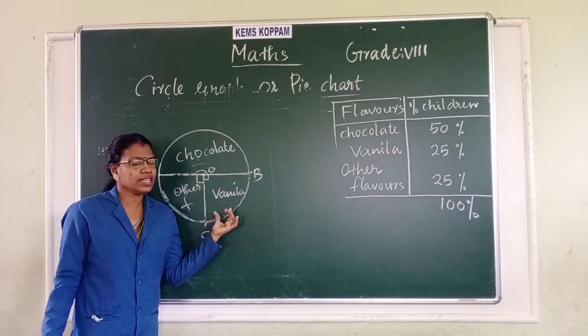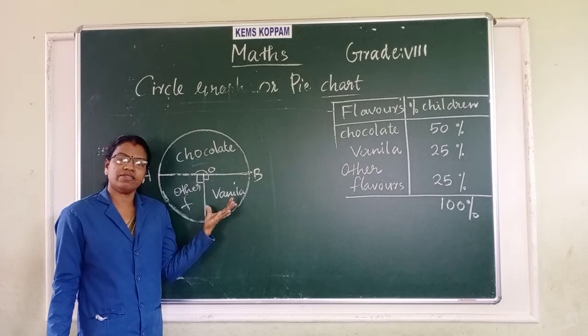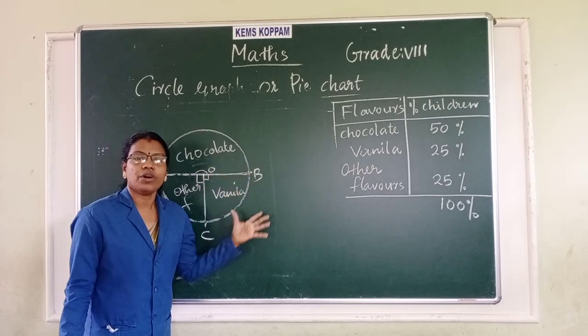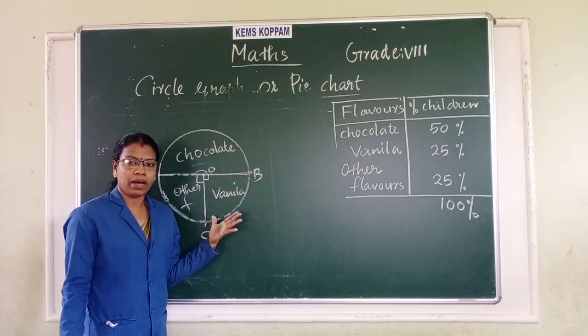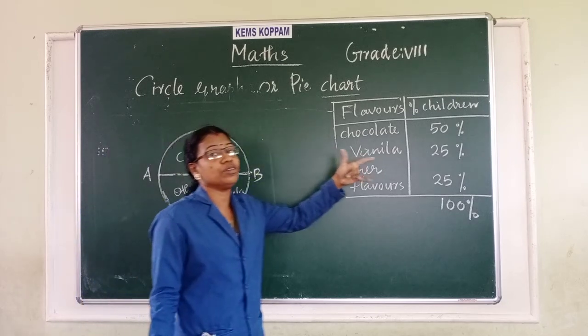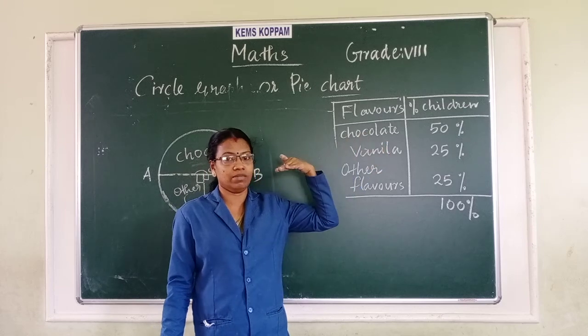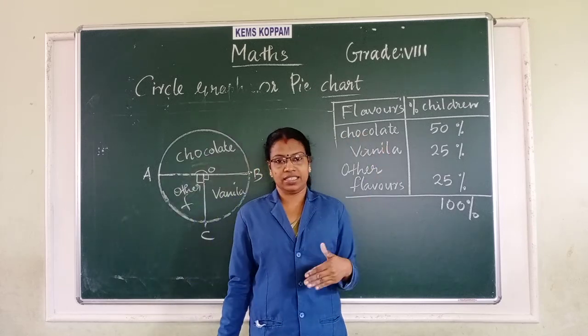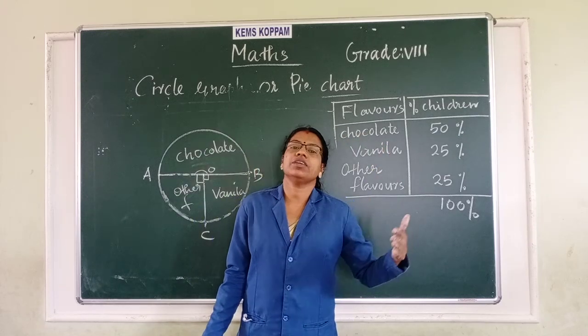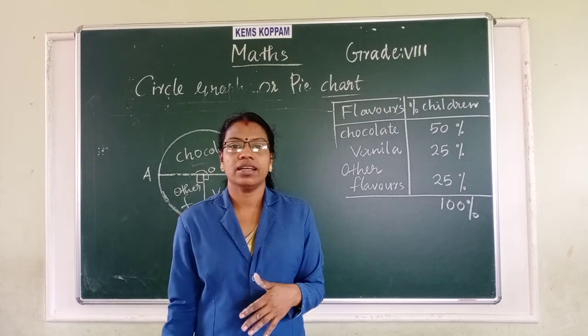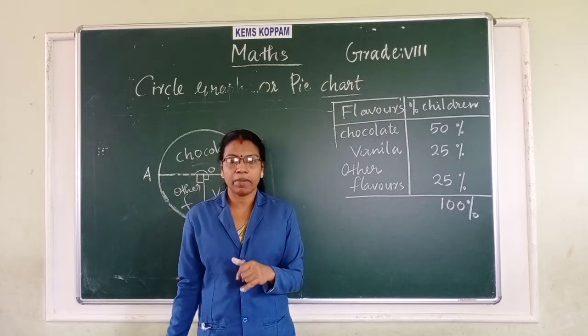Clear? Is it easy? Yes, it is very easy to draw a circle graph or a pie chart. For that, first we have to make a table. First, you have to prepare a table using the given data. Then you can easily draw a circle graph or a pie chart.